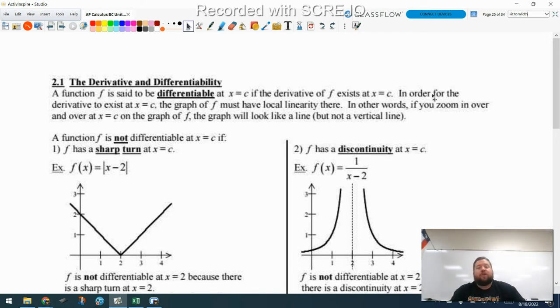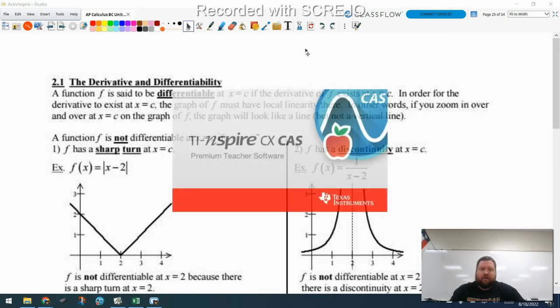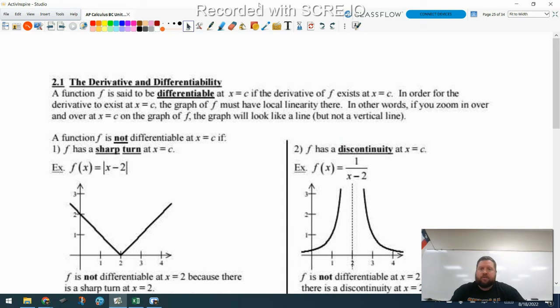In order for a derivative to exist, the graph of f must have local linearity there. Basically, that means you should be able to draw a single tangent line at that point, and that tangent line will have a slope that is not undefined. In other words, if you zoom in on the graph far enough, it will look like a line, but not a vertical line. I'm going to pull up the calculator here. That'll take a minute or two to load, so I'm going to keep talking while that gets loaded up, and then I'll show you an example of what they're talking about there.